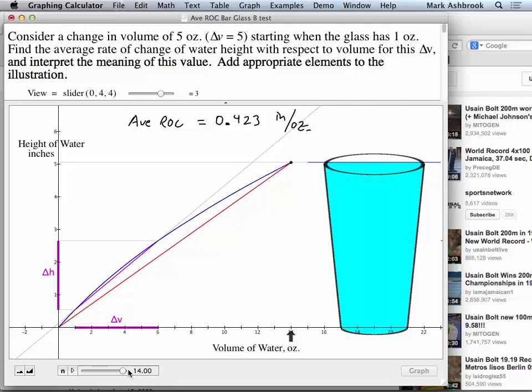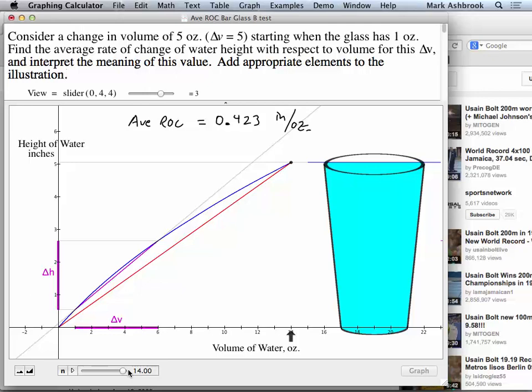So the purple is showing the new average rate for the change in volume from 1 to 6, and the red graph is showing the average rate for the whole filling of the glass. Comparing those two, what could you say? Yeah. Greater. Which is greater? The smaller one is greater at that point. Yeah, we got a higher constant rate, right?